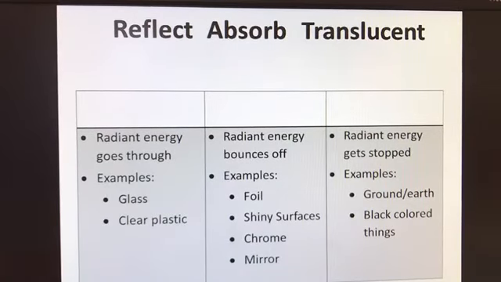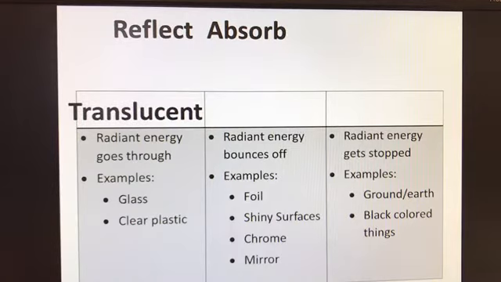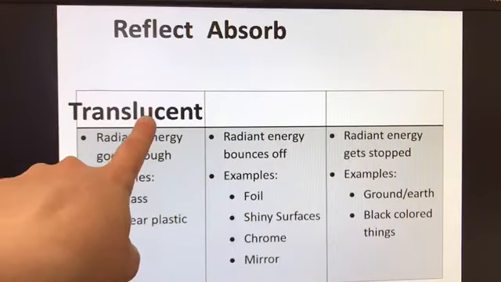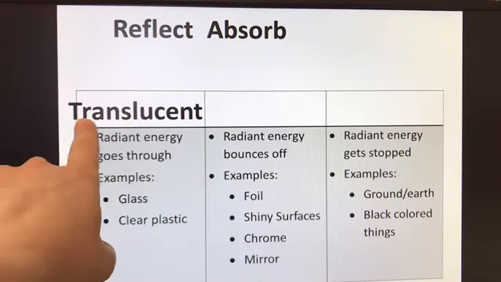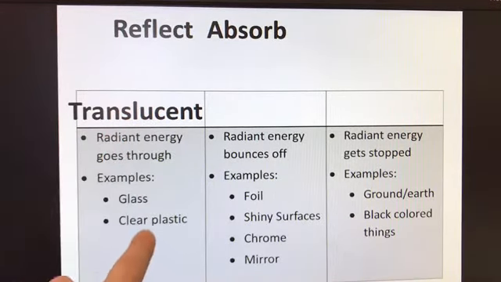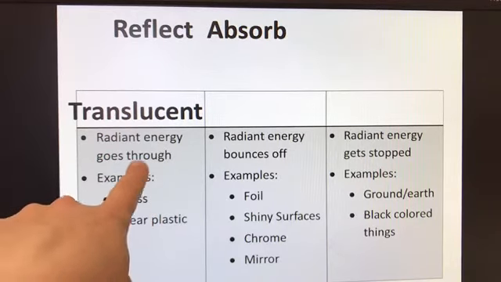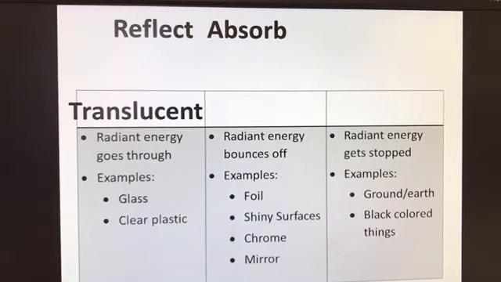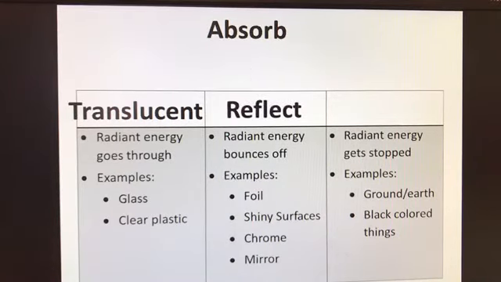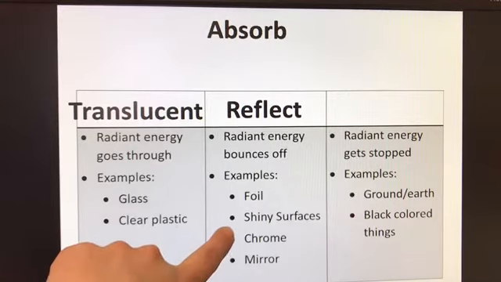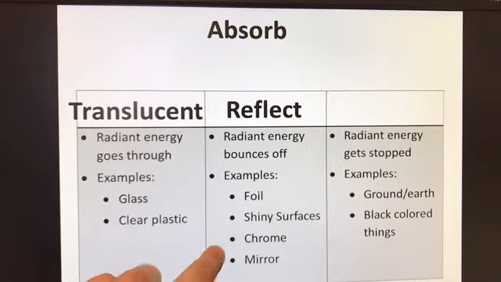If the radiant energy goes through something, we call that translucent. Examples include glass and clear plastic. Translucent, lucent means light. So translucent, light transfers through it easily. Radiant energy goes through it. Okay? How about when the radiant energy bounces off? Well, that's reflect. So aluminum foil, shiny surfaces, chrome like the bumper of your car, mirrors, they all reflect radiant energy. So it hits the surface and it just bounces off.